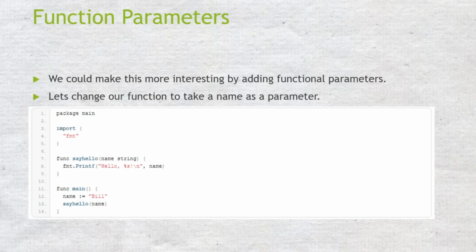So here we're expecting a name that's a string, and then we print that out with our fmt package's Printf statement with the %s in there, so it prints a string, and we use our name variable. And in our main function, we assign a variable called name, and we set it to Bill, and we pass that variable to our sayHello function, which will say hello Bill when we run this program.